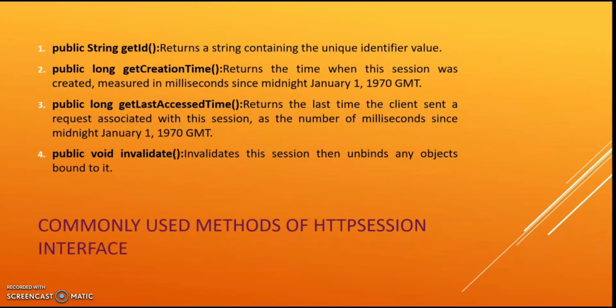The commonly used methods in the HTTP session interface: the first one is getId. Each and every session automatically creates a unique identifier called the ID, and this returns a string containing the unique identifier value. getCreationTime returns the creation time of a session. Then getLastAccessedTime returns the last time the client sent a request associated with this session. Public void invalidate is a method which unbinds the session object. I am directly entering into programming.